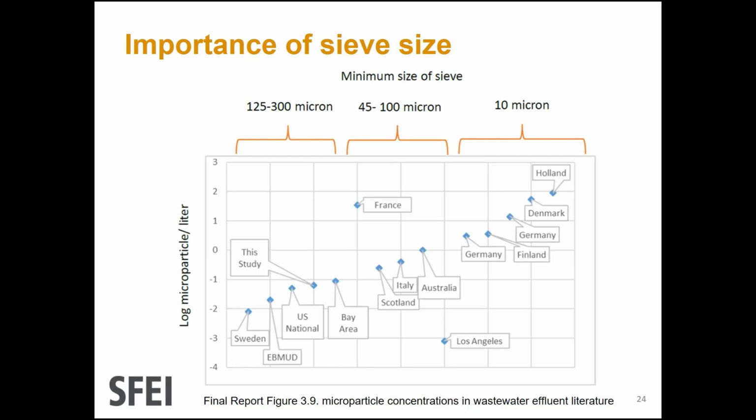So the studies that had very small sieve sizes were able to capture many, many more particles than the larger sieve sizes, which let many particles slip through. So if you are looking to compare your data to other data in the literature or to other data you are planning on collecting, thinking about the sieve size and making those comparable is going to be really important when you're talking about the straight up numbers of microparticles in your samples.